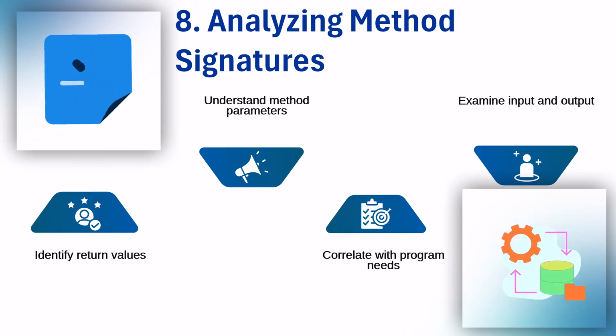Method signatures are your instruction manuals. They tell you about parameters, inputs, and outputs. By identifying return values, you can correlate them to your program's needs. It's like deciphering code with a touch of detective work.